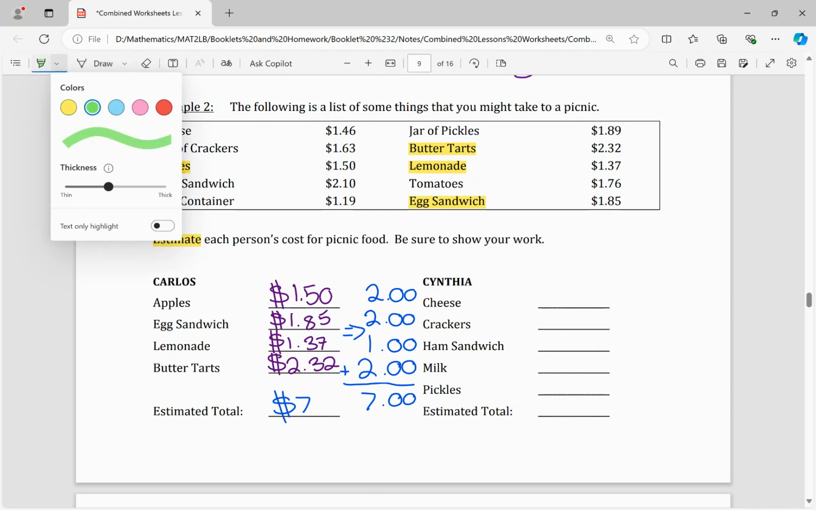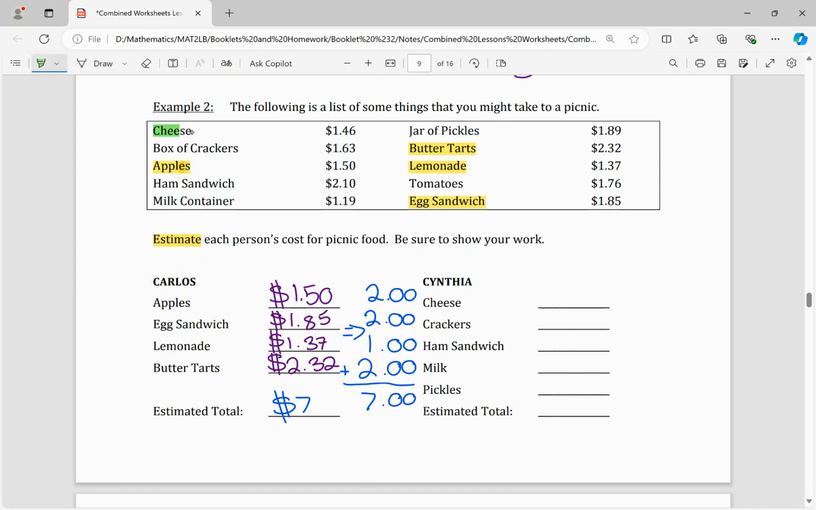Let's use a green highlighter for Cynthia. Cynthia is buying cheese, crackers, ham sandwich, milk. Is she just buying everything else? I think she's just buying everything else. Pickles. Oh, wait, no. Nobody's buying tomatoes for this picnic. So I hope you don't like tomatoes, because otherwise you'll be missing out.